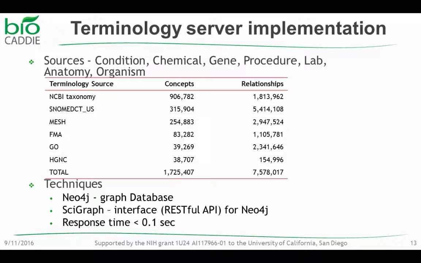What we used to hold this information, this knowledge, is a graph database called Neo4j. It provides very robust ways to store and retrieve those relations and concepts. And we also use the SiteGraph, which is the interface, the RESTful API for Neo4j. It's actually very fast when talking to Neo4j. So the response time when we test is often less than 0.1 second.